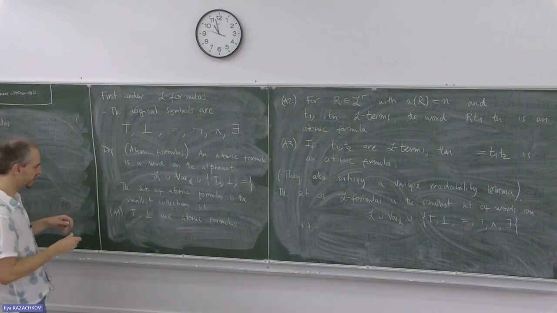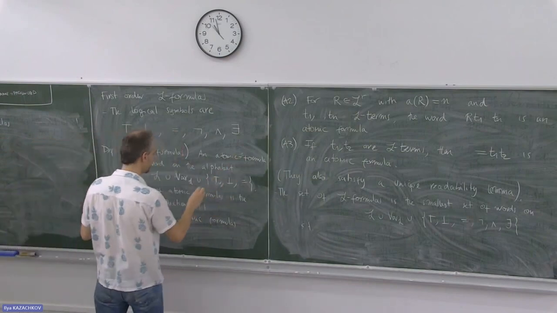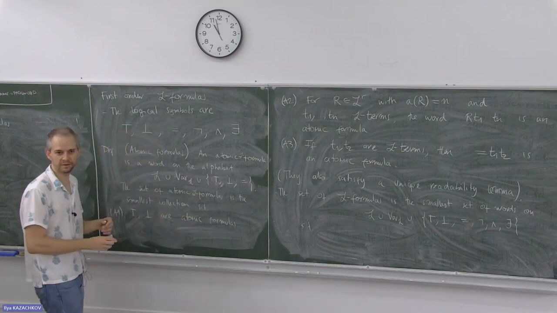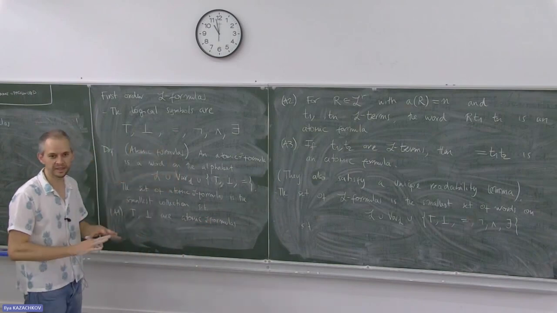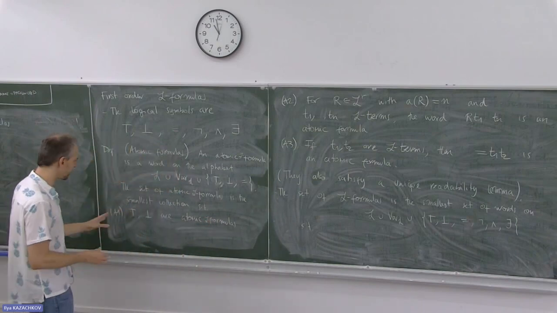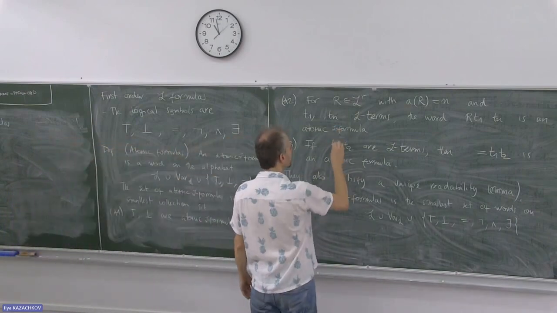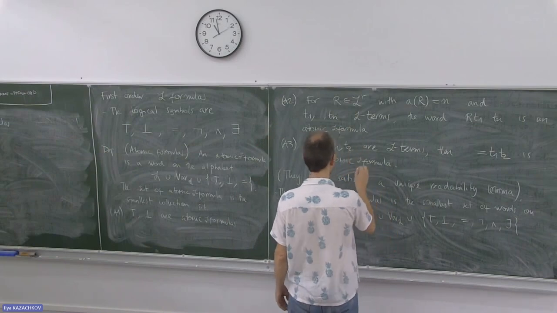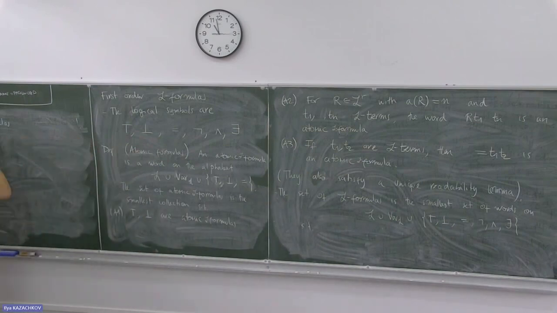Sorry, I should be a little bit more precise. Of course, here I should have put L-formula everywhere, right? Because we're defining formulas for the language L. Later in the course, if I don't put the L, it's because L is clear from the context, but for the time being, let me be formal. This is always L-formulas, and here we're defining the set of L-formulas. So atomic L-formulas are L-formulas.